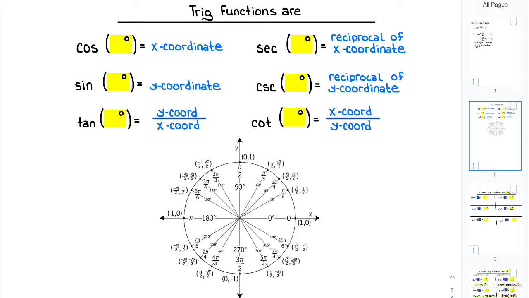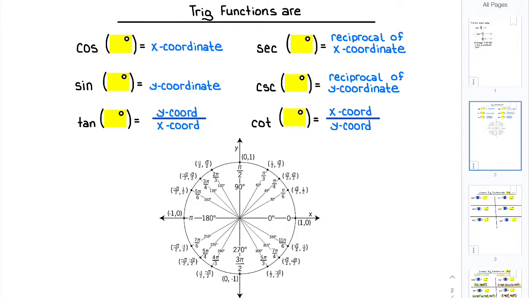Similarly, to find the sine of an angle, I would go to that angle and the answer would be the y-coordinate. To find the tangent of an angle measure, you would go to that angle and take the y-coordinate and divide it by the x-coordinate. To find the secant of an angle, you would go to that angle and then take the reciprocal of the x-coordinate.